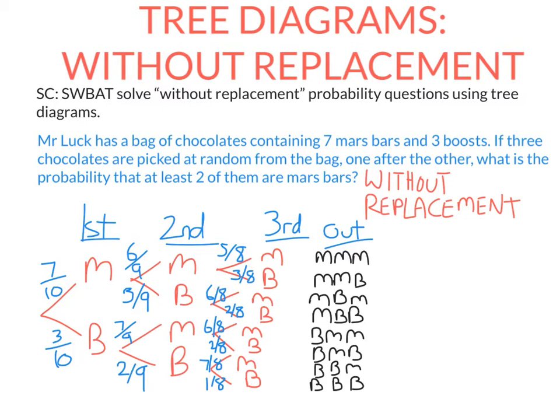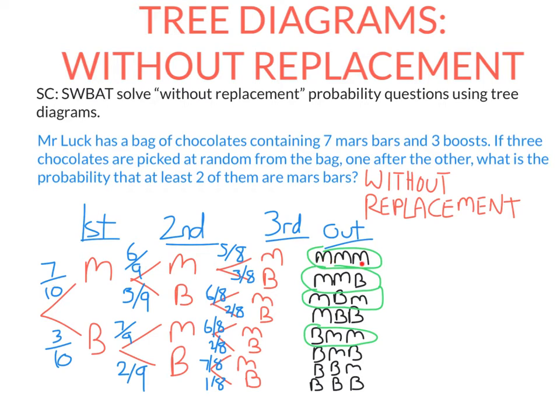Great. So the question asked us, what is the probability at least 2 are Mars bars? So let's go and find in this list of outcomes the ones that have at least 2 Mars bars. Well, this one has at least 2 Mars bars. This one has at least 2 Mars bars. This one and this one. So those 4 here have at least 2 Mars bars. As I mentioned before, that doesn't mean the probability is 4/8, because each of these is not equally likely. To find the probabilities, we multiply the probabilities for the branches.